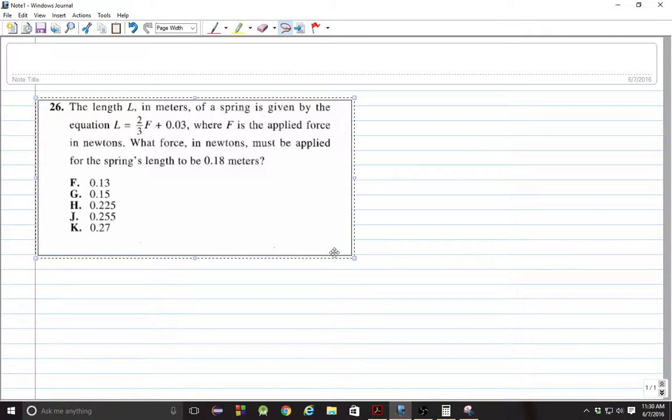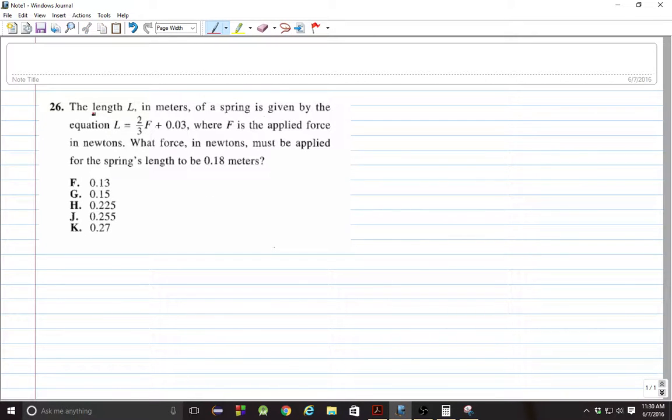The length L in meters of a spring is given by the equation L equals 2/3 F plus 0.03, where F is the applied force in newtons. What force in newtons must be applied for the spring's length to be 18 meters? So there's a few things that we've got to know here. Length is L, F is an applied force, and the spring's length is 0.18 meters. So we have to substitute this into the equation.